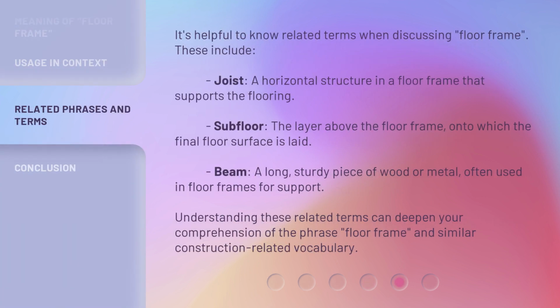It's helpful to know related terms when discussing floor frame. These include joist, a horizontal structure in a floor frame that supports the flooring. Subfloor, the layer above the floor frame, onto which the final floor surface is laid. Beam, a long, sturdy piece of wood or metal, often used in floor frames for support. Understanding these related terms can deepen your comprehension of the phrase, floor frame, and similar construction-related vocabulary.